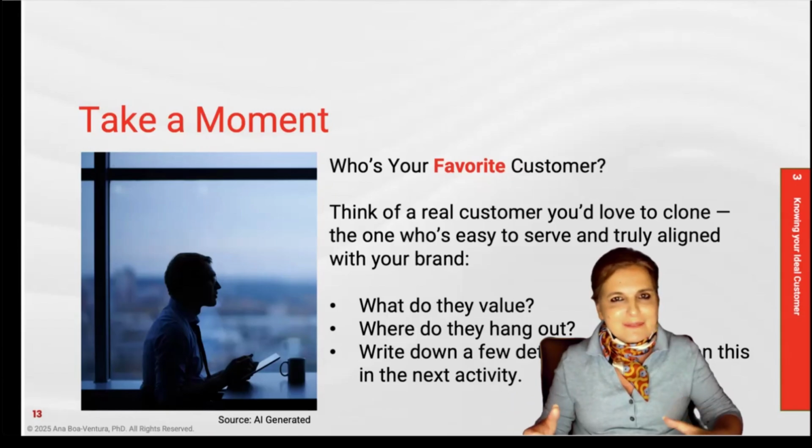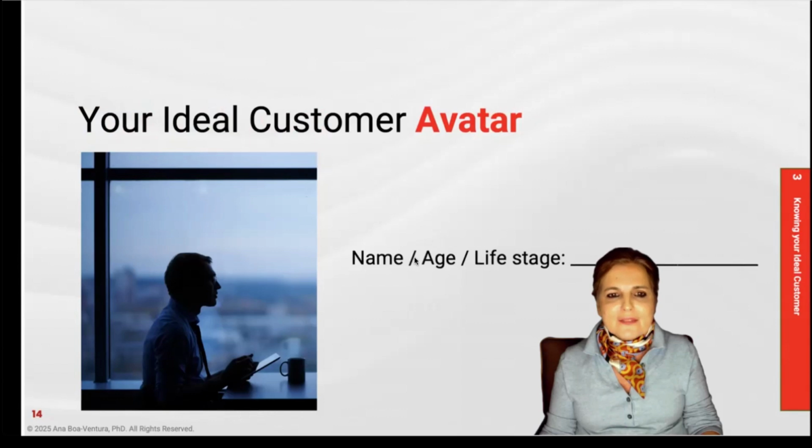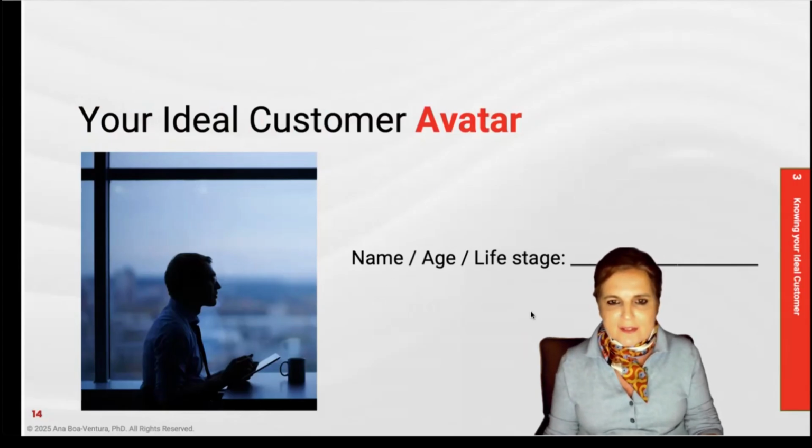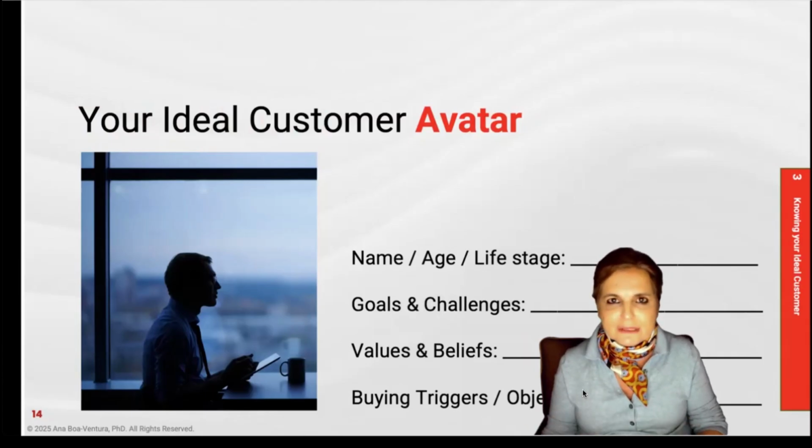This is a video. I keep reminding you of that. You can stop it and think a little bit about this, and you'll see on your worksheet you'll have some guidance about it, but I would like you to think a little bit about this, and I will proceed. So you can think of things like the name, age, life stage. By this I mean, are they ready maybe to retire, maybe become an expat in another country? Are they just fresh out of the university? That in that sense, life stage. Goals and challenges, values and beliefs, and buying triggers or objections to actually make a purchase.